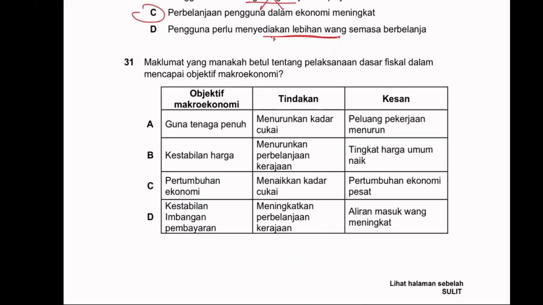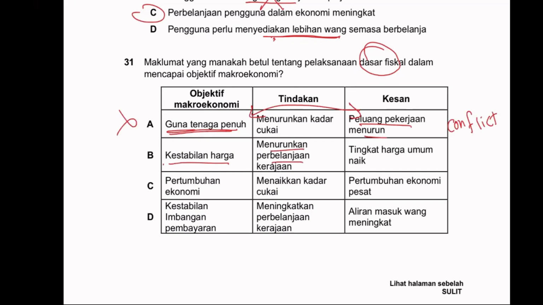And the next, objective macroeconomy. They ask you which one correct. Look properly, dasar fiscal. So, guna tenaga penuh. If government want to achieve guna tenaga penuh, reduce cukai. Okay. And then they say what? The effect of reduced cukai is peluang pekerja menurun. Can anyone tell me what is this? Why got such some funny things? You want guna tenaga penuh, peluang pekerja menurun. They have conflict though. Definitely wrong already.